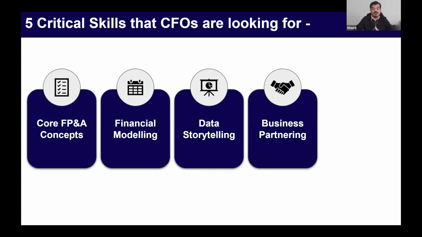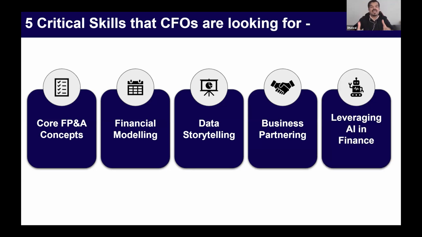Business partnering, your understanding of the business acumen, right? Your judgments about certain business, how do you partner with the business, how do you build relationships? All of those things are critical in an FP&A role. And then leveraging technology. What are some of the developments around AI, generative AI that are happening, and how can you leverage them in your FP&A roles and finance roles? So these are the 5 core skill sets that CFOs are looking for today.